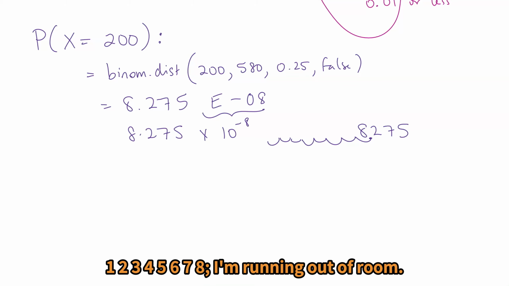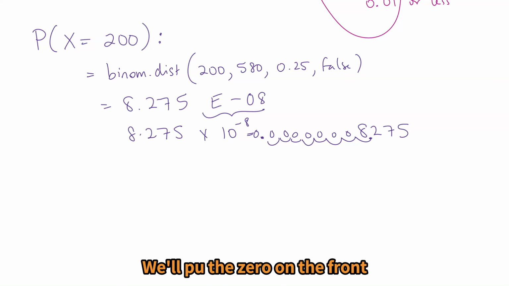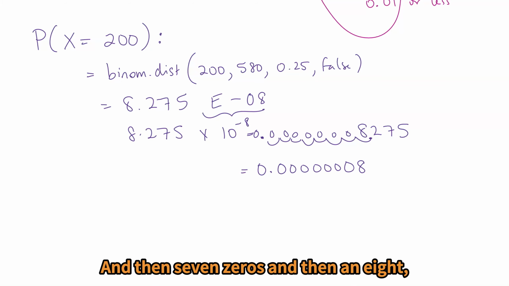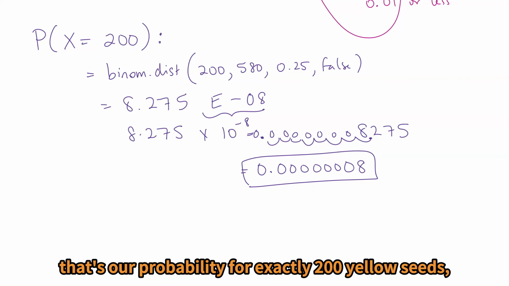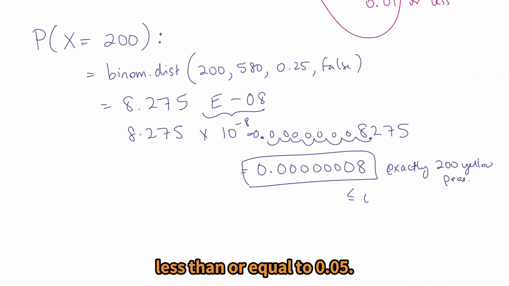I'm running out of room. And then I'll put in all these zeros with a 0 in the front because I like leading digits. Writing it a little bit neater. 1, 2, 3, 4, 5, 6, 7. And then 7 zeros and then an 8. That's our probability for exactly 200 yellow peas. That's extremely unlikely to happen, less than or equal to 0.05.